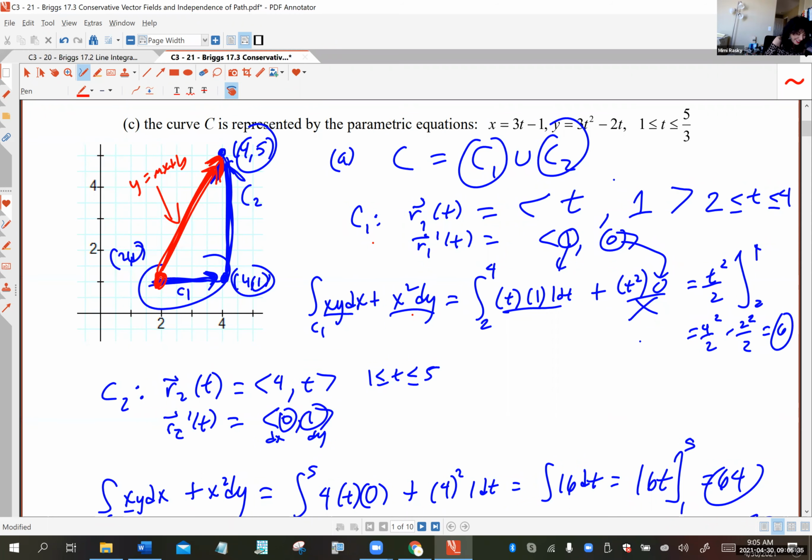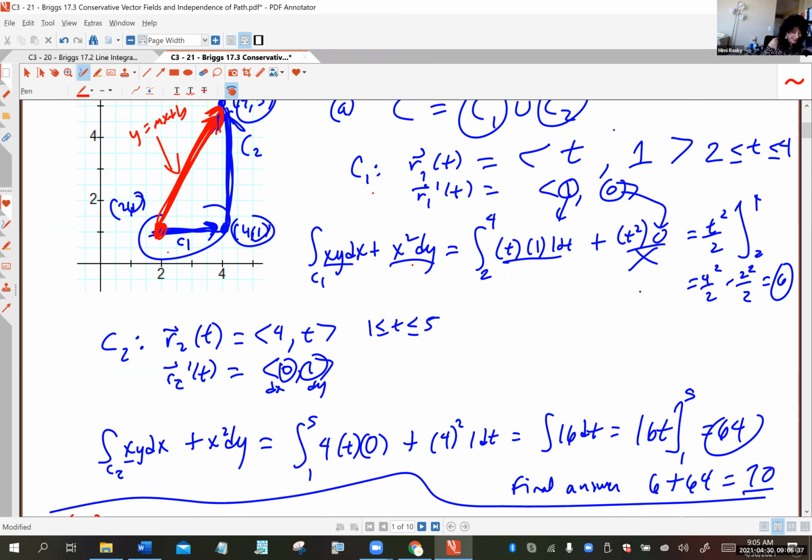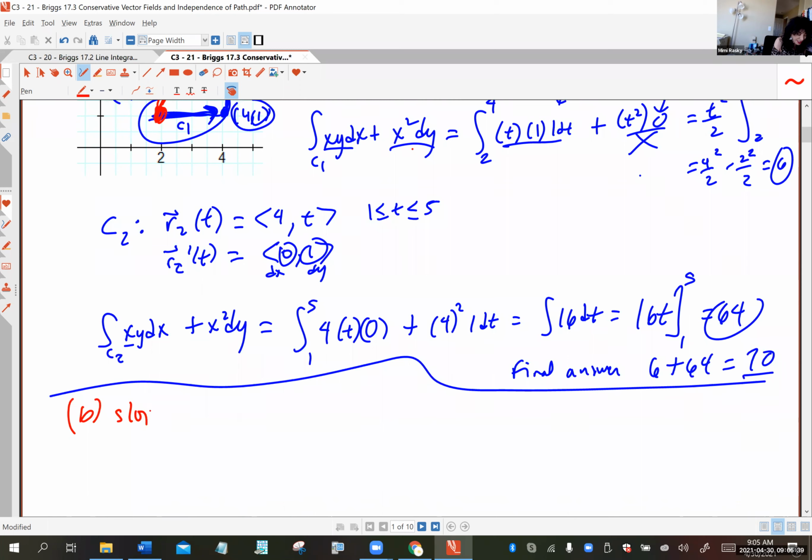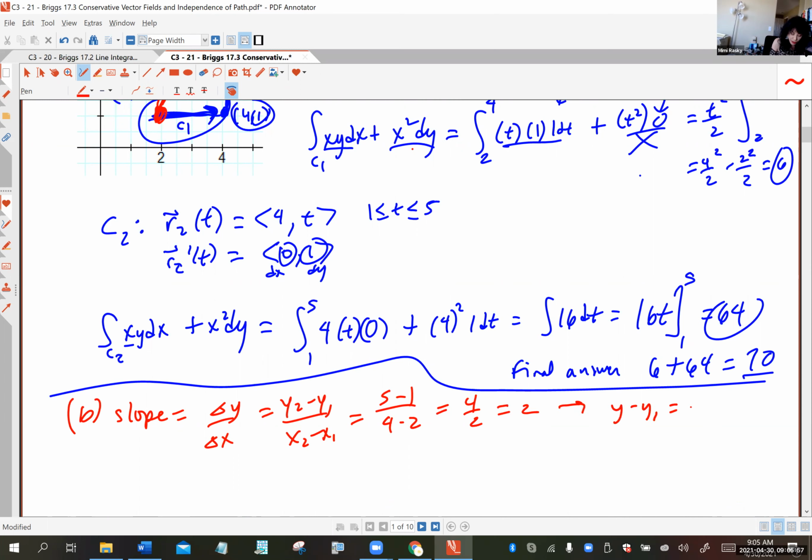Why not? You know, what's the slope of that line segment? Well, you guys know it's going to be the change of y over change of x. Come on, you've done this before. Take the difference of the y coordinates and divide it by the difference of the x coordinates. Okay, 5 minus 1 over 4 minus 2. I get 4 over 2, which is 2. There's the slope.